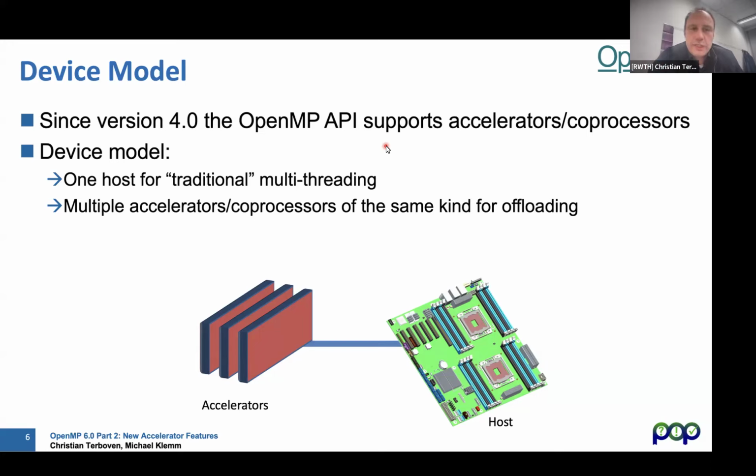But it was extended with a device model so that the host, depicted here, can offload to one or more devices. These are typically nowadays of the same kind. That means the control flow can jump from the host to one or more devices.